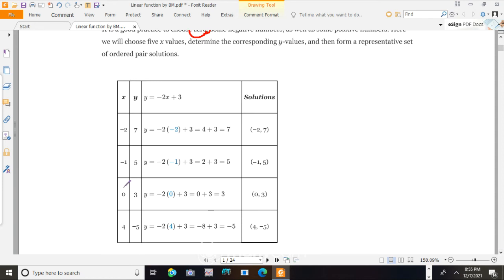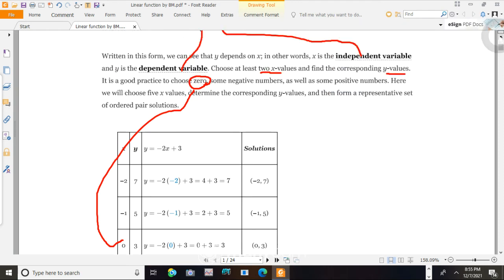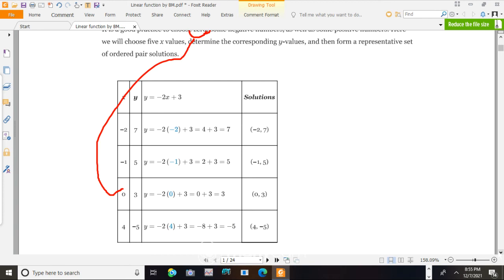So as we have said in the beginning, it is mostly important to substitute 0 to simplify the problem. Mostly only 2 points are required. Here all 5 are not required, only 2 points are required, minus 1 and 0, or minus 2 and 0, or 4 and 0. The first thing is we use 0 and one positive or negative number.